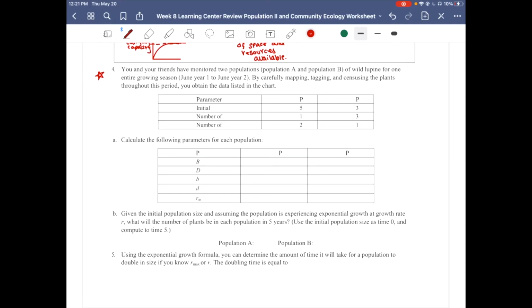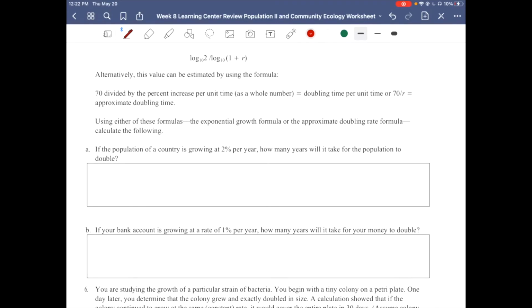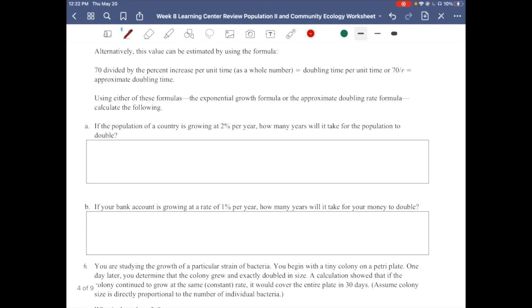And then let's look at 5. So we're looking at the exponential growth formula, and we're trying to determine the amount of time it takes for a population to double in size. So we know R max or R, and the doubling time is equal to log base 10 of 2 over log base 10 of 1 plus R. We're going to use this formula to answer the following questions. If the population of a country is growing at 2% per year, how many years will it take for the population to double?